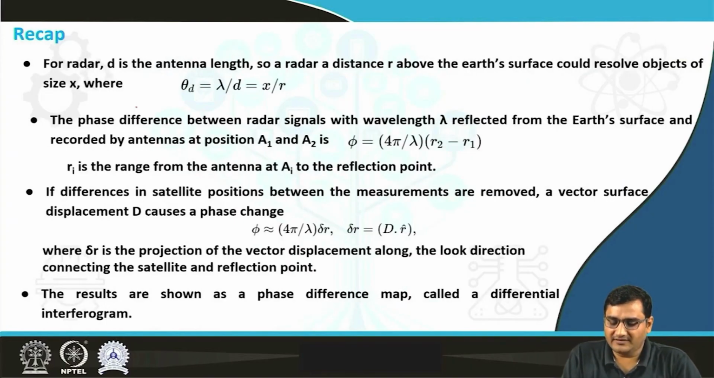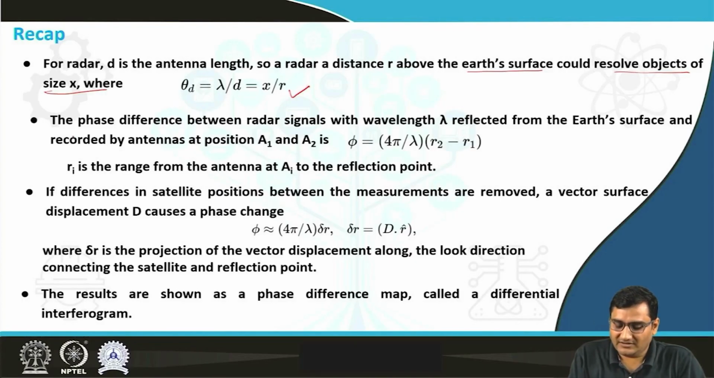For radar, D is the antenna length. So a radar at a distance r above the earth's surface could resolve an object of size x, where theta_d is equal to lambda by D, which is equal to x by r. The phase difference between radar signals with wavelength lambda reflected from the earth's surface and recorded by antennas at positions A1 and A2 is phi equal to 4 pi by lambda (r2 minus r1), where r2 and r1 are the ranges from the antenna at Ai to the reflection point.